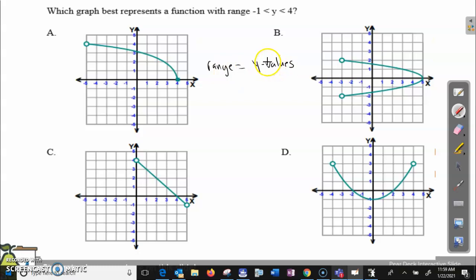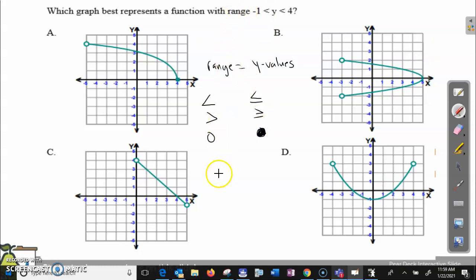Range is y values. Now, next one. You need to know about the open circles and closed circles. Open circle, you are dealing with less than and greater than. Those are open circles. Whenever you see less than or equal to, greater than or equal to, those are closed circles. So let me go ahead and shade them in. And there we go.